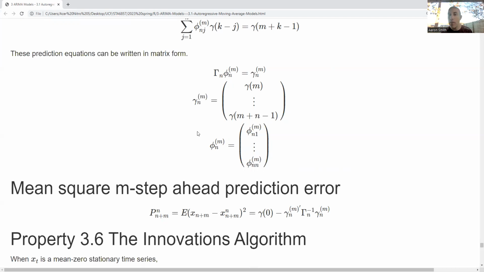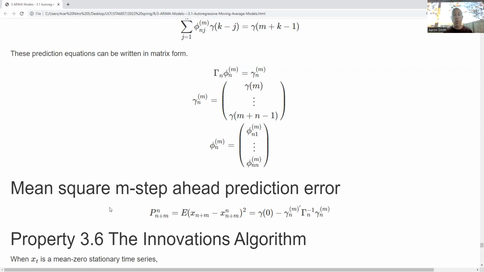But I still have the problems of having a lot of data, and potentially a lot of terms in my model. That means I'll again have issues with computation time and memory. We want an iterative solution, and we're going to call it the innovations algorithm.